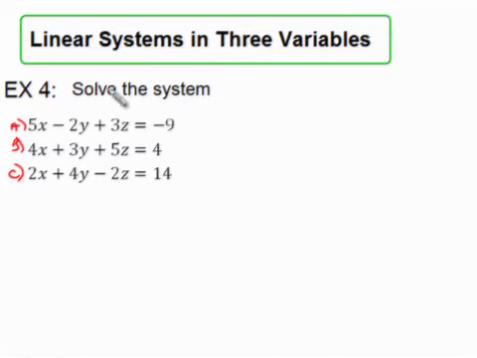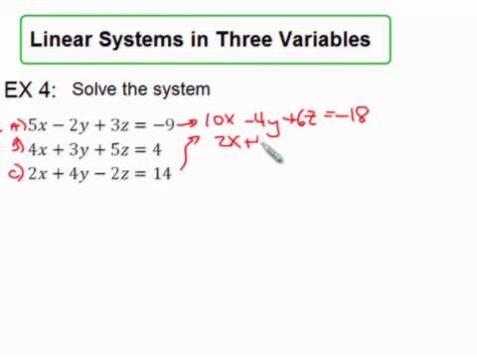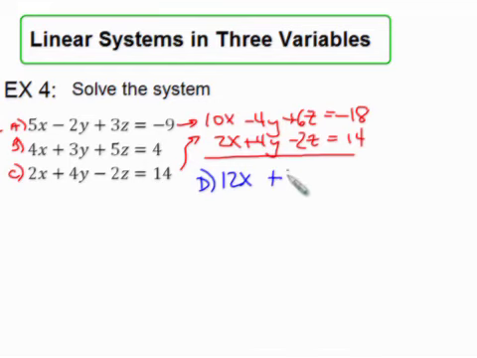So if we multiply equation A by 2, this will give us 10x minus 4y plus 6z equals negative 18. And if I use equation C with it, I will have 2x plus 4y minus 2z equals 14. Adding these two equations will give me a new equation, which I'll call D. D will be 12x, the y's will drop out, plus 4z equals negative 4.